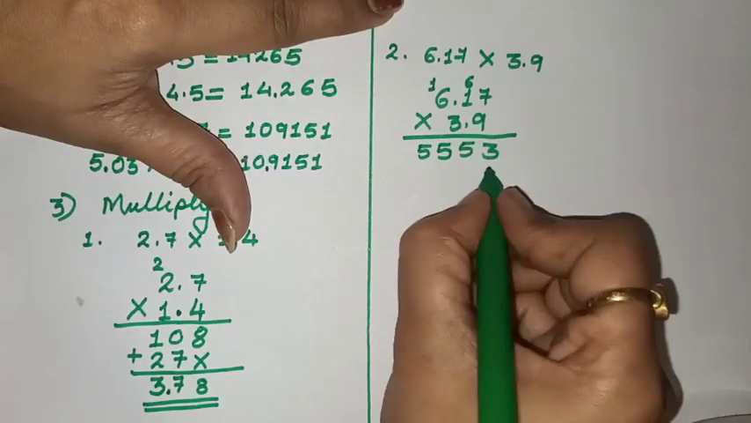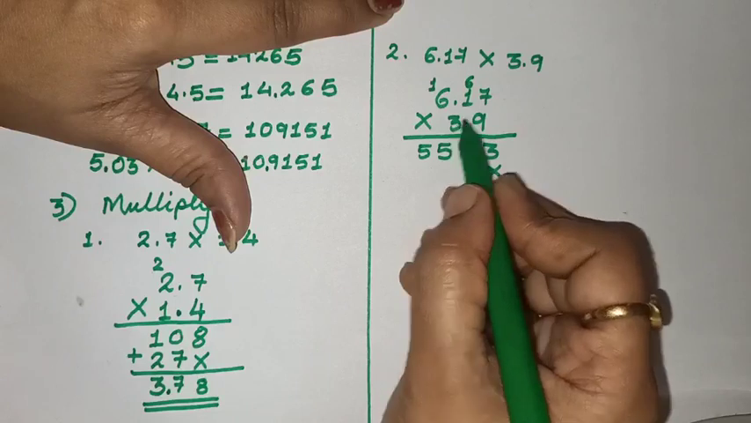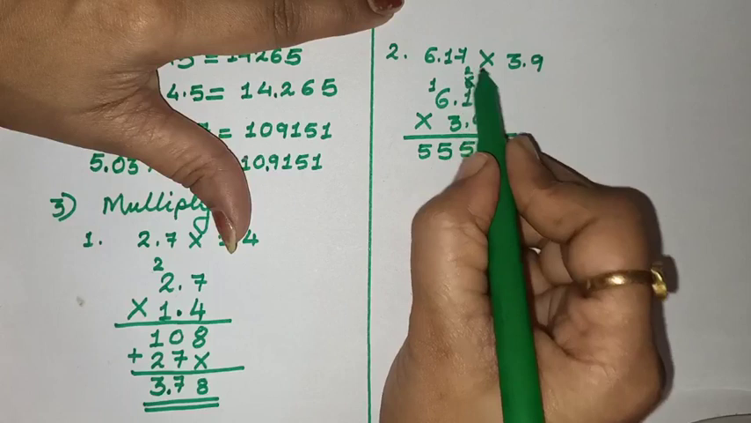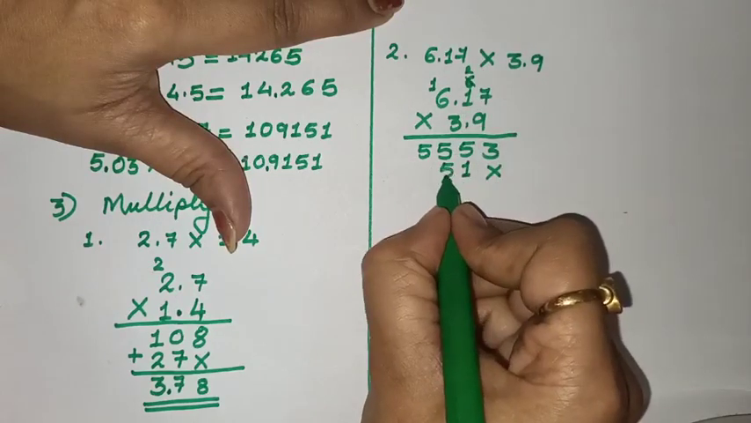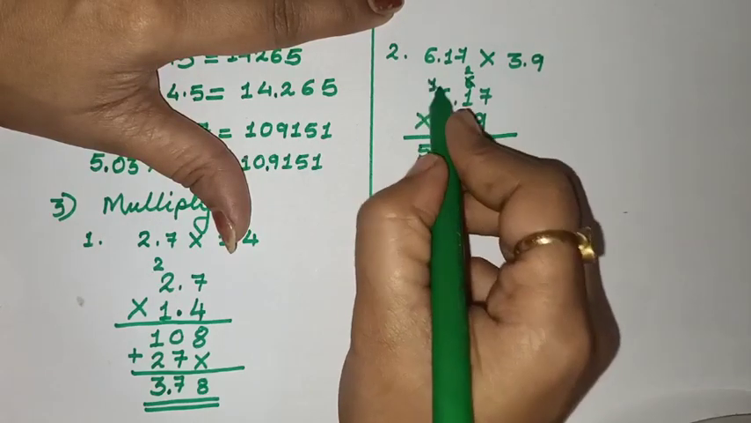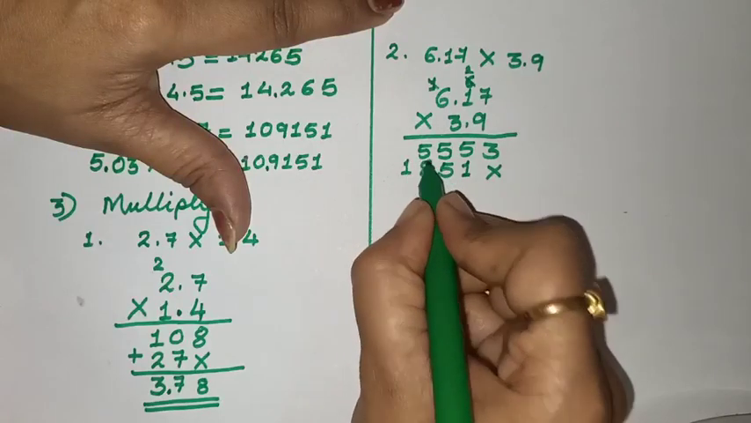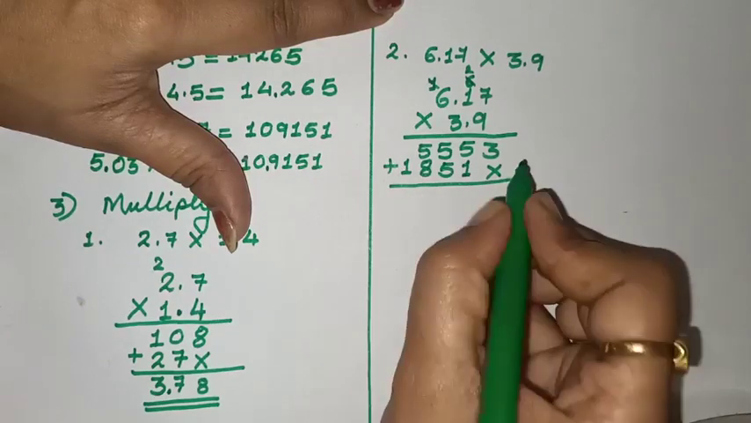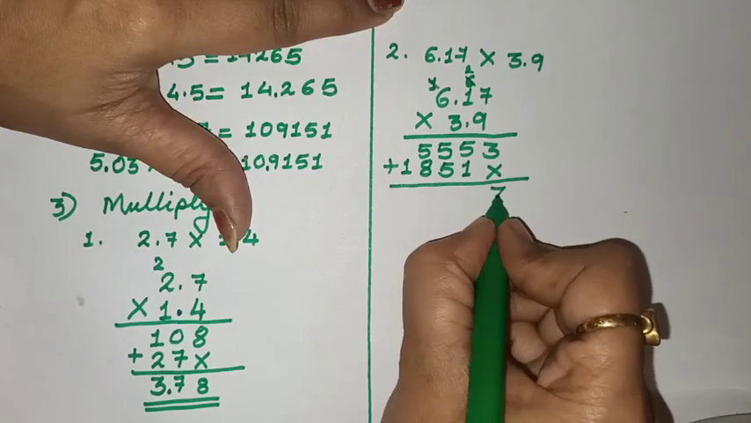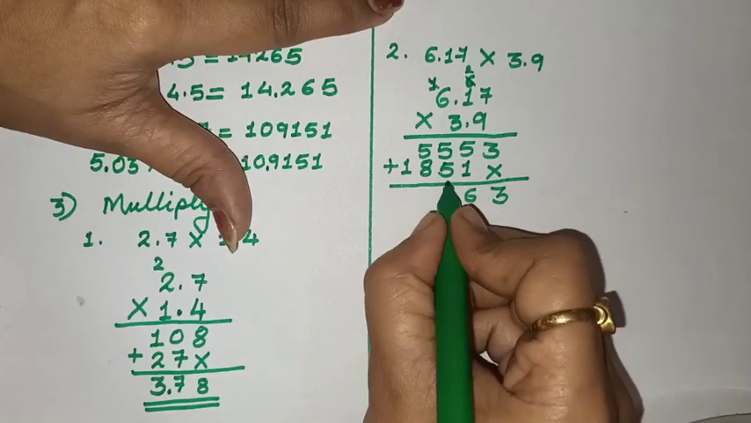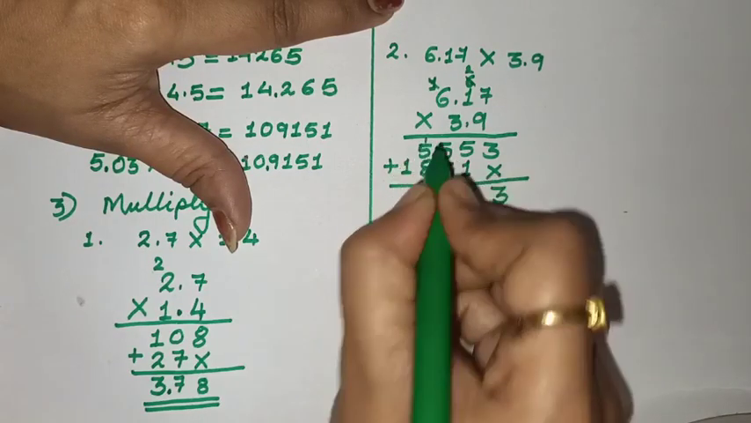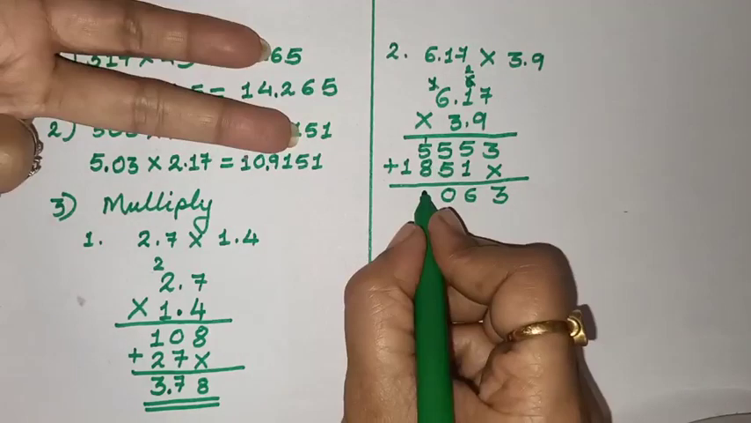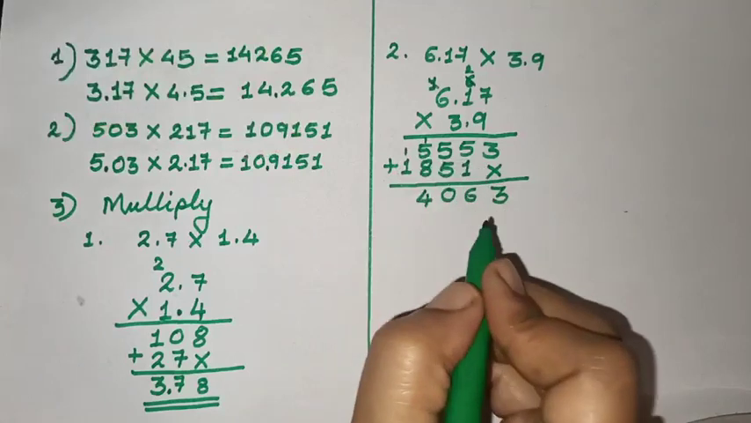Let us multiply by 3. 3 sevens are 21. 3 ones are 3, plus 2, 5. 3 sixes are 18. So 1851 with a 0. Now we'll add it. Here 3 plus 0, 3. 5 plus 1, 6. 5 plus 5, 10. 1. Then 8 plus 6, very good, 14. Carry forward 1.